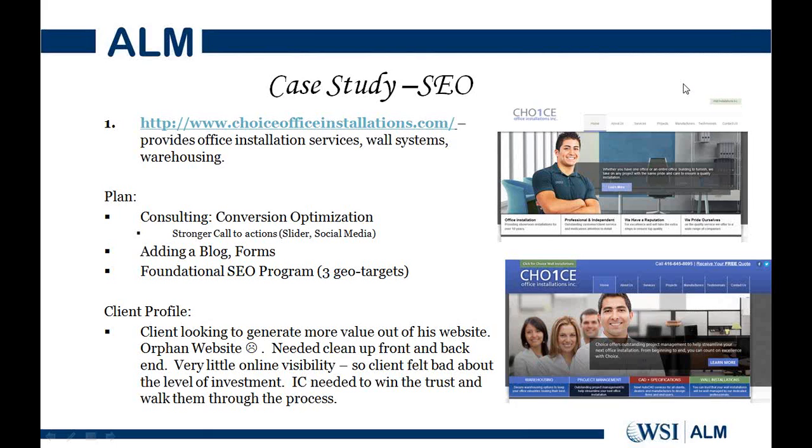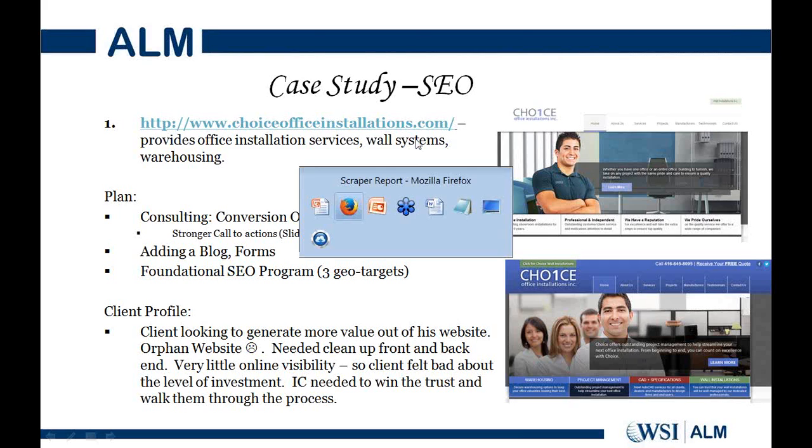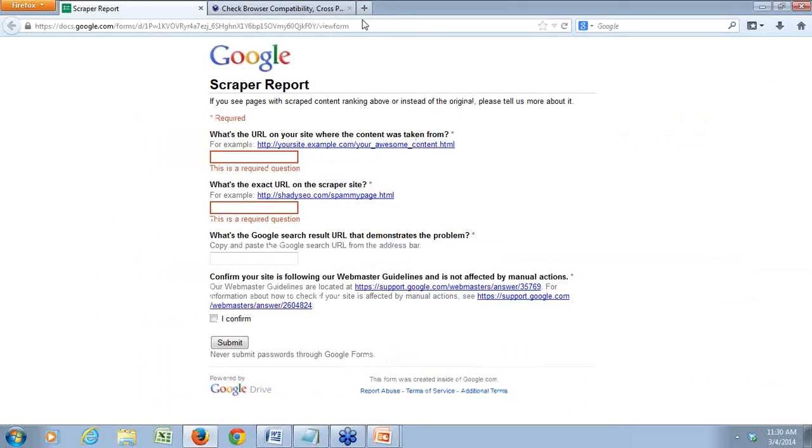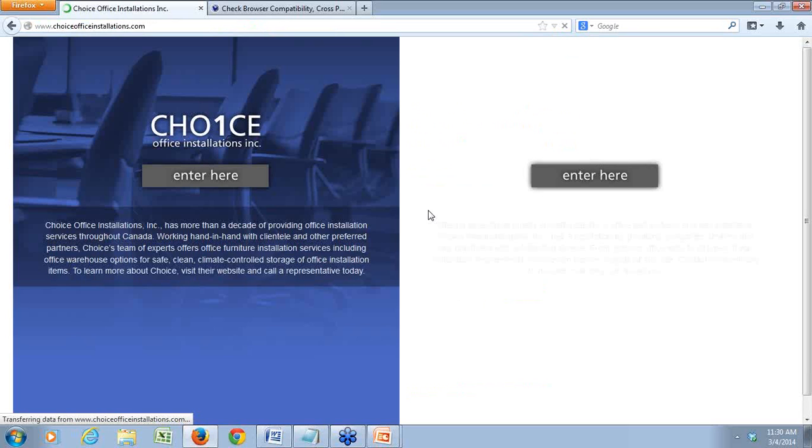So the first thing that we did with the IC was provide consulting on conversion optimization. We developed a new skin. Basically, this client has 2 areas on their website. As a matter of fact, if you go today, we're still working a little bit on it, but they have an office installation service and a wall system service. The office installation service, thanks, Anish, is the biggest money maker.